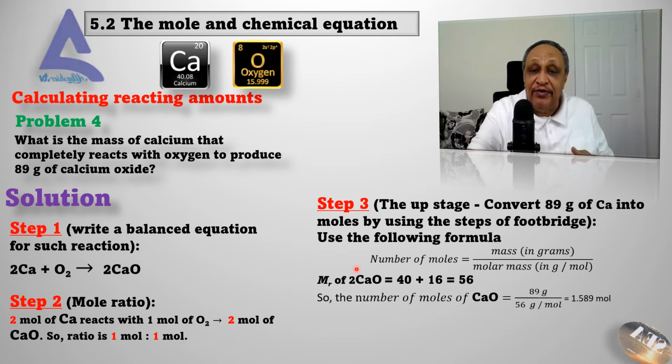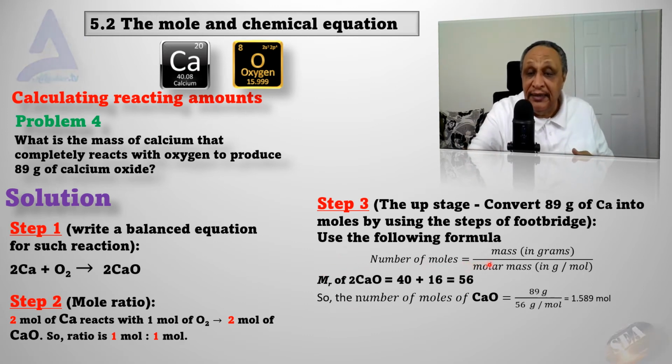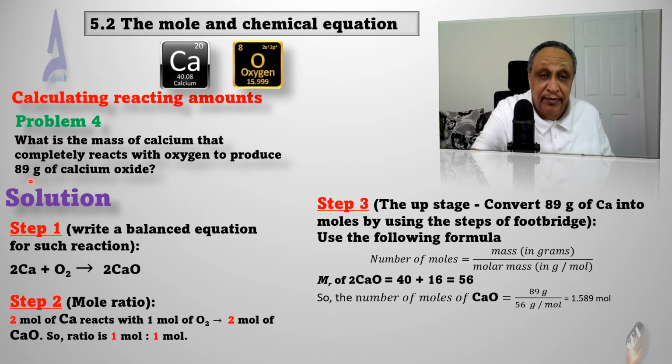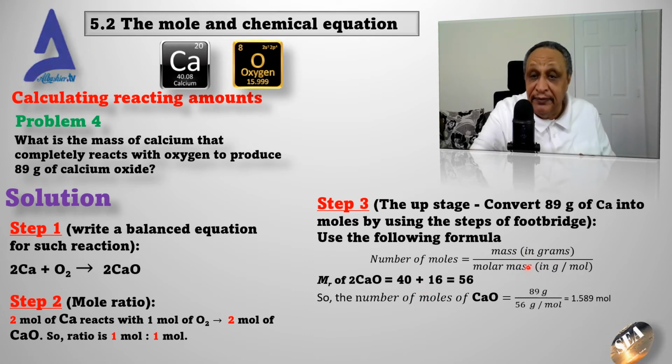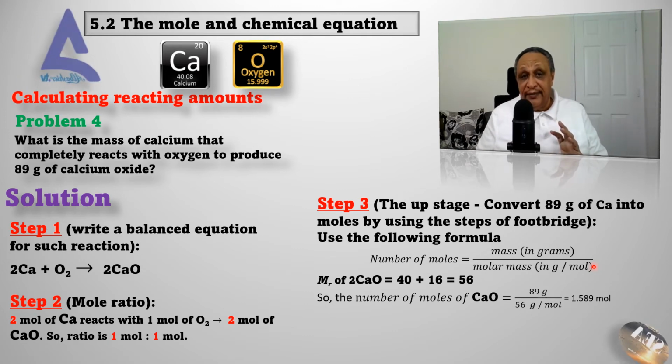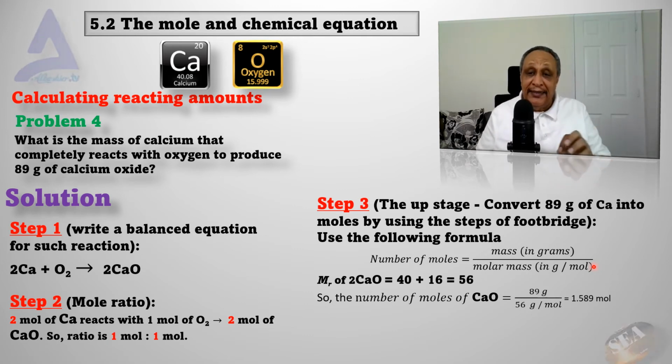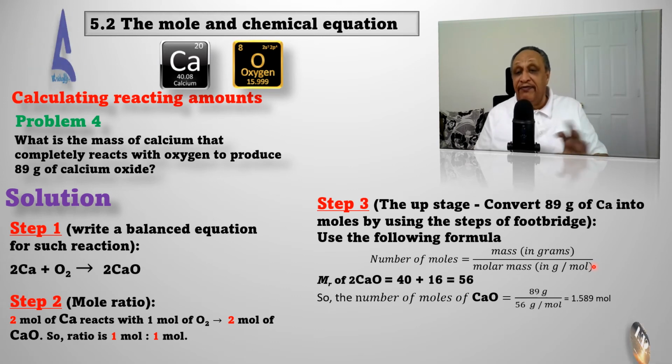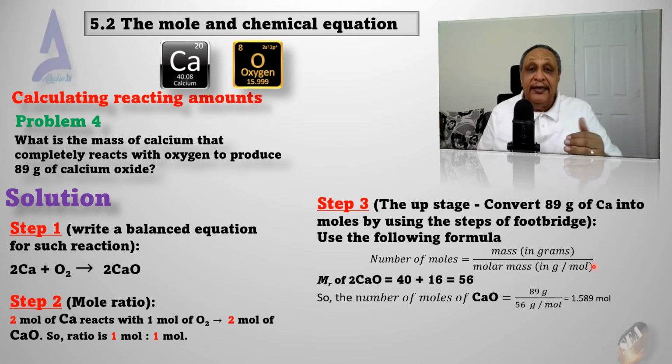Now I'm going to have the number of moles of calcium oxide equal to 89, which I bring from here, over 56, which I bring from here, and this will come out with 1.598 mole. It is around 1.6 mole. I use up to 3 digits to simplify things.